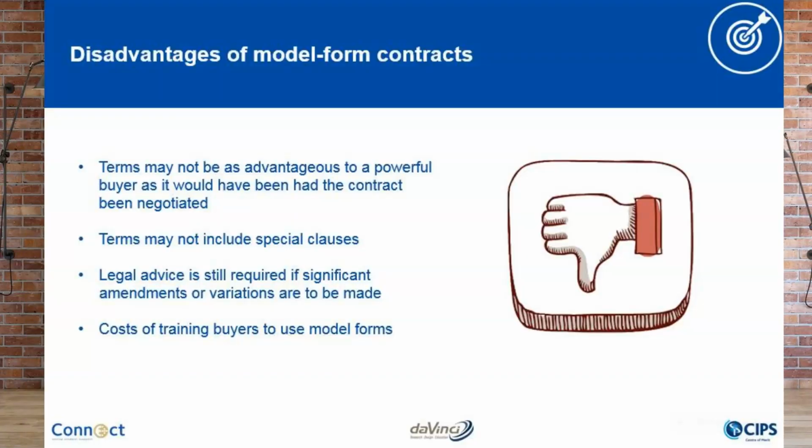Let's look at the disadvantages on the other end. Number one, terms may not be as advantageous to a powerful buyer as it would have been had the contract been negotiated. Number two, terms may not include special clauses. Number three, legal advice is still required if significant amendments or variations are to be made. And number four, cost of training buyers to use model forms.